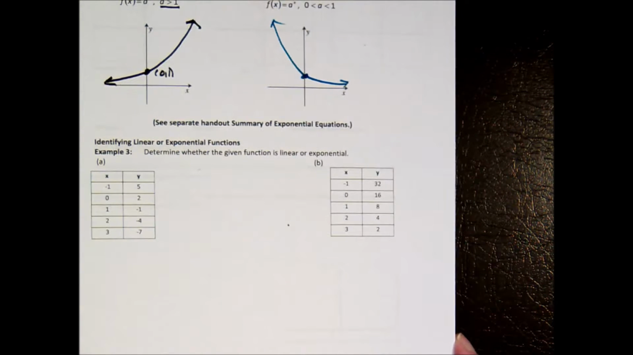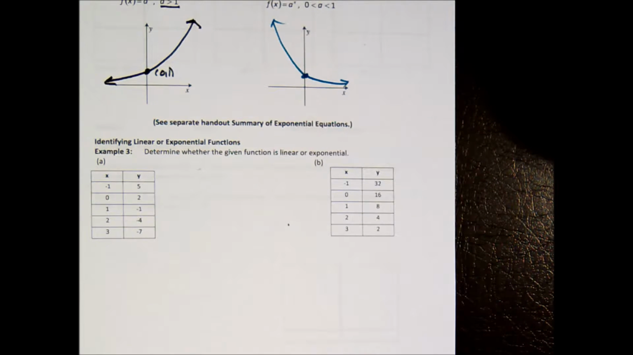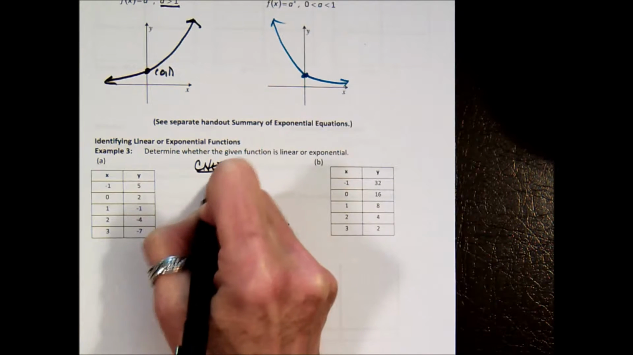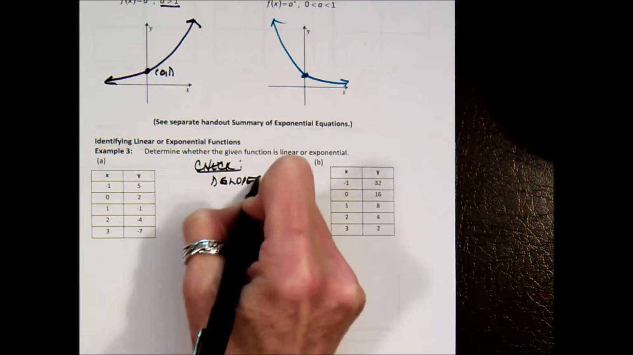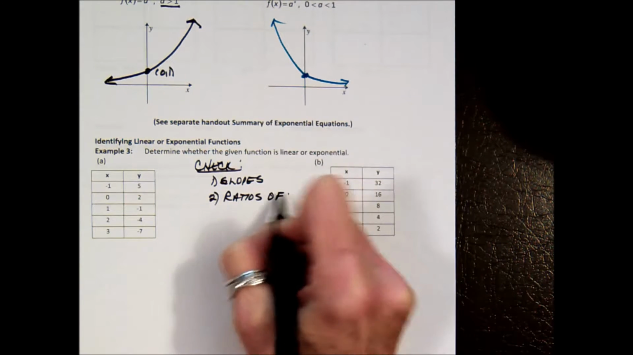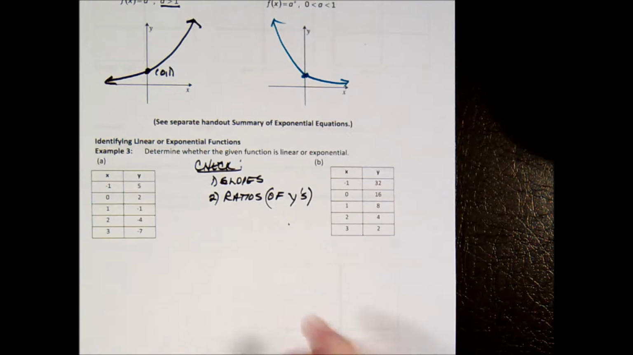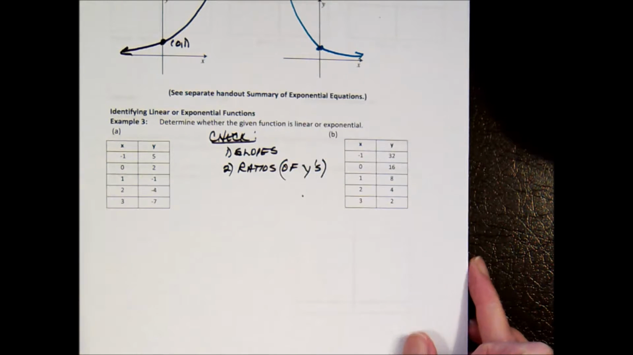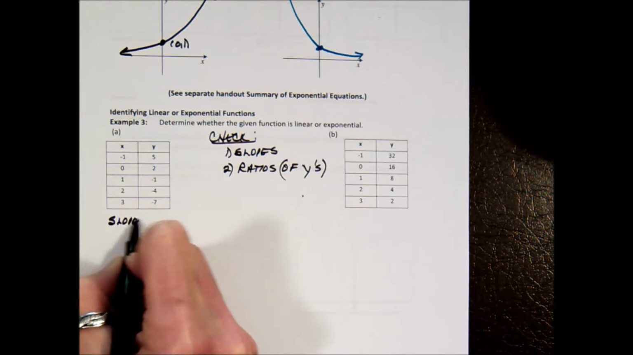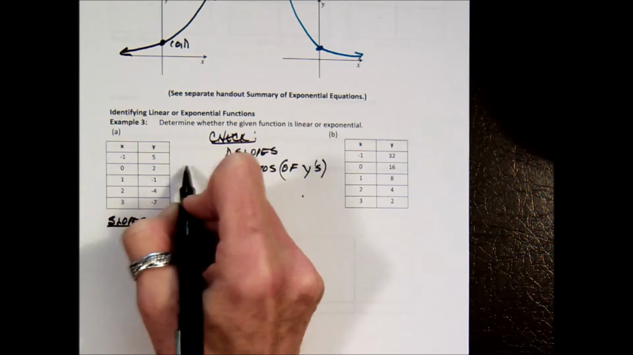So the next example says to determine whether the given function is linear or exponential. To determine if a function is linear or exponential, we have to check two things. We're going to check first the slopes, and I will show you what I mean in just a second. And second, we're going to check the ratios, in parentheses, of the y's, and I will explain that also. So let's look at this example A, and let me show you what I mean. If I want to check first the slopes between any 2 points, I'm just going to go down the line checking the slopes.